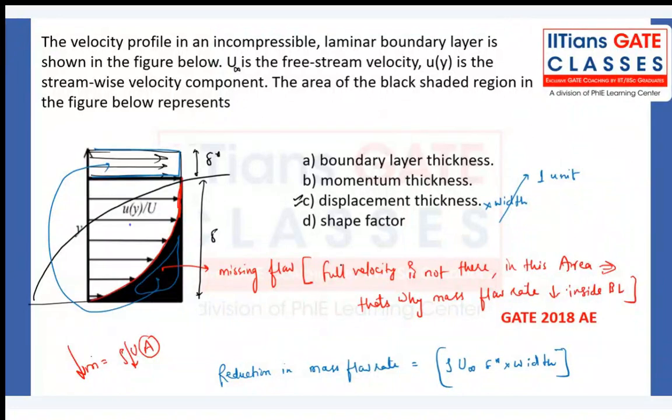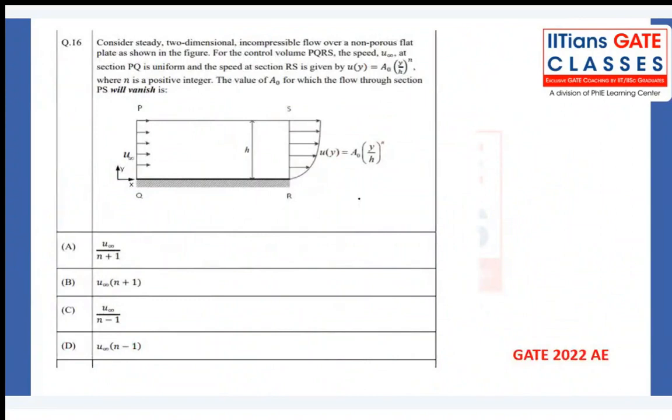Done? Now, try to solve this question. Consider a steady two-dimensional flow. Why is it mentioned two-dimensional? Because I told you, U and V components both exist. Flow over a non-porous flat plate as shown in the figure. For a control volume PQRS, the speed U infinity at section PQ is uniform.